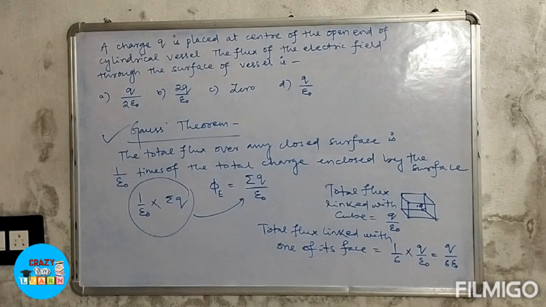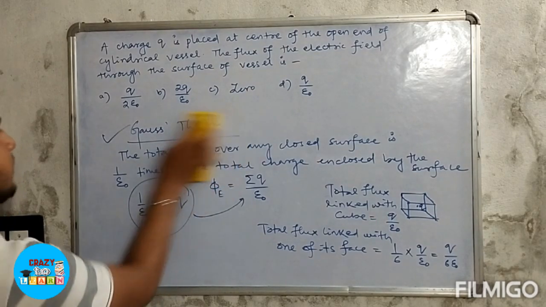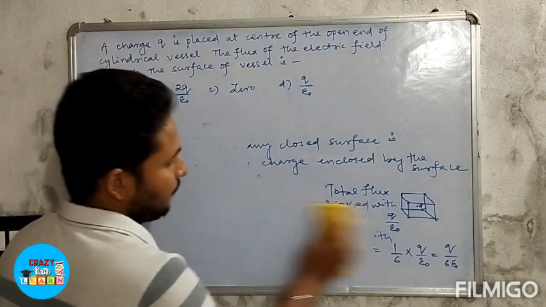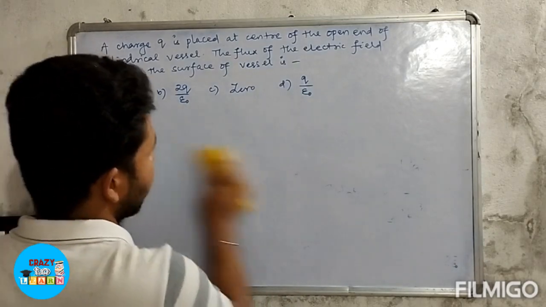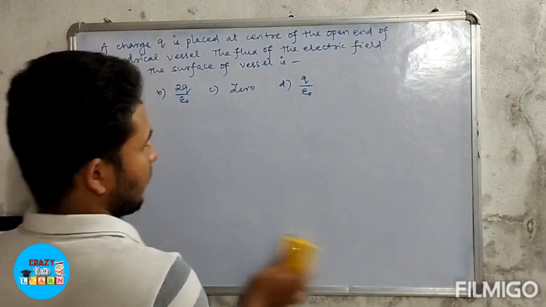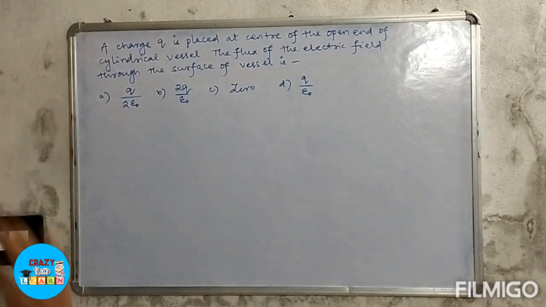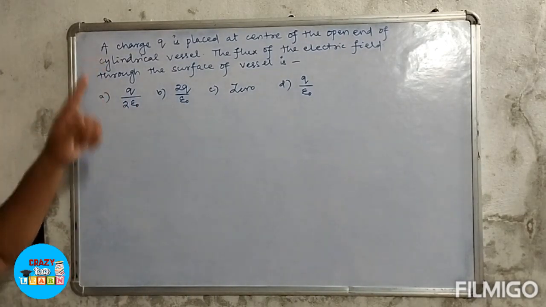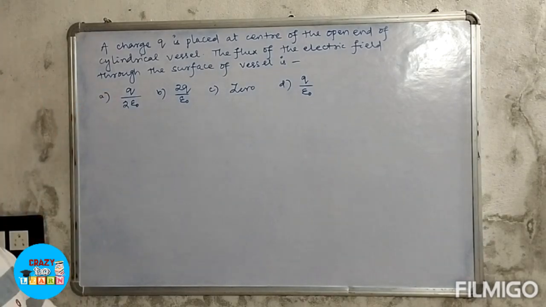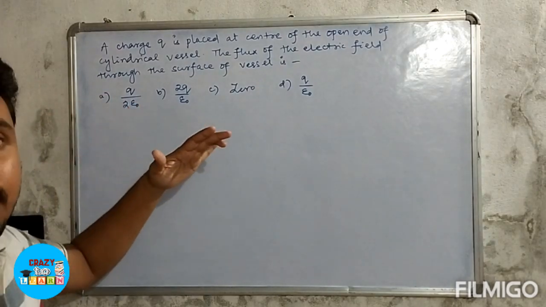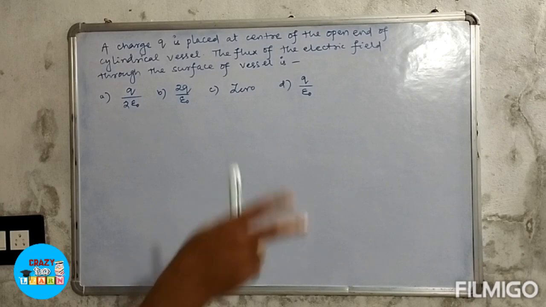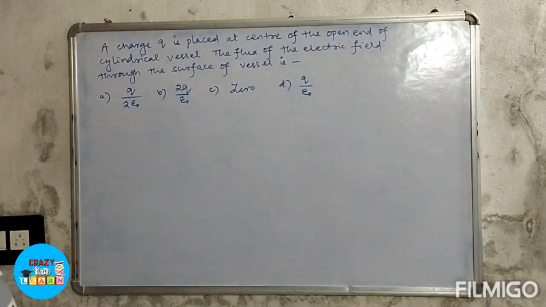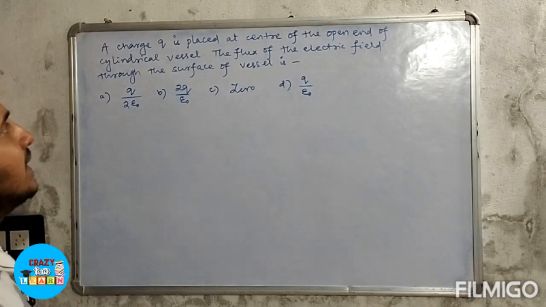Okay, now we will come to our question. Something different is asked here. A charge Q is placed at the center of an open-ended cylindrical vessel. If it is a closed cylindrical vessel with charge Q at the center, the total flux linked with the cylinder is equal to Q by epsilon naught according to the Gauss theorem. But here it is open-ended.